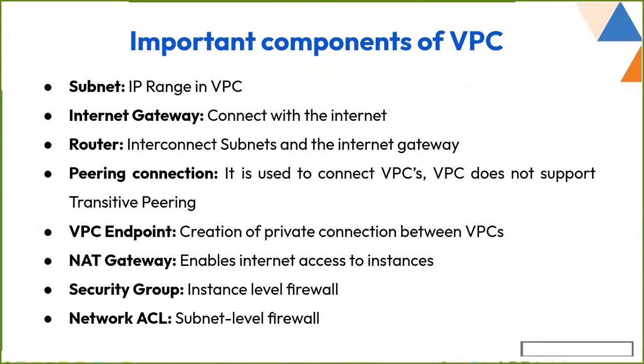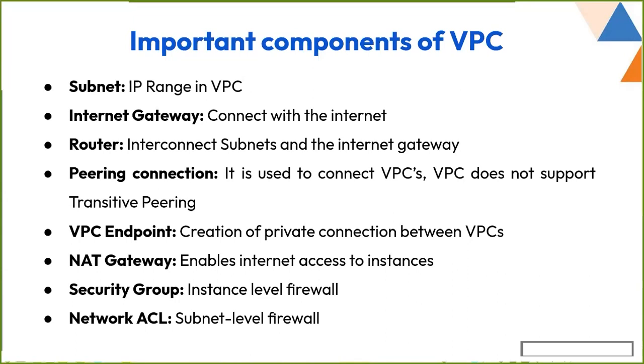A subnet is always associated with only one availability zone, and it cannot span multiple availability zones. Okay, and two VPCs cannot have overlapping IP address ranges. Okay, this is about the subnets.